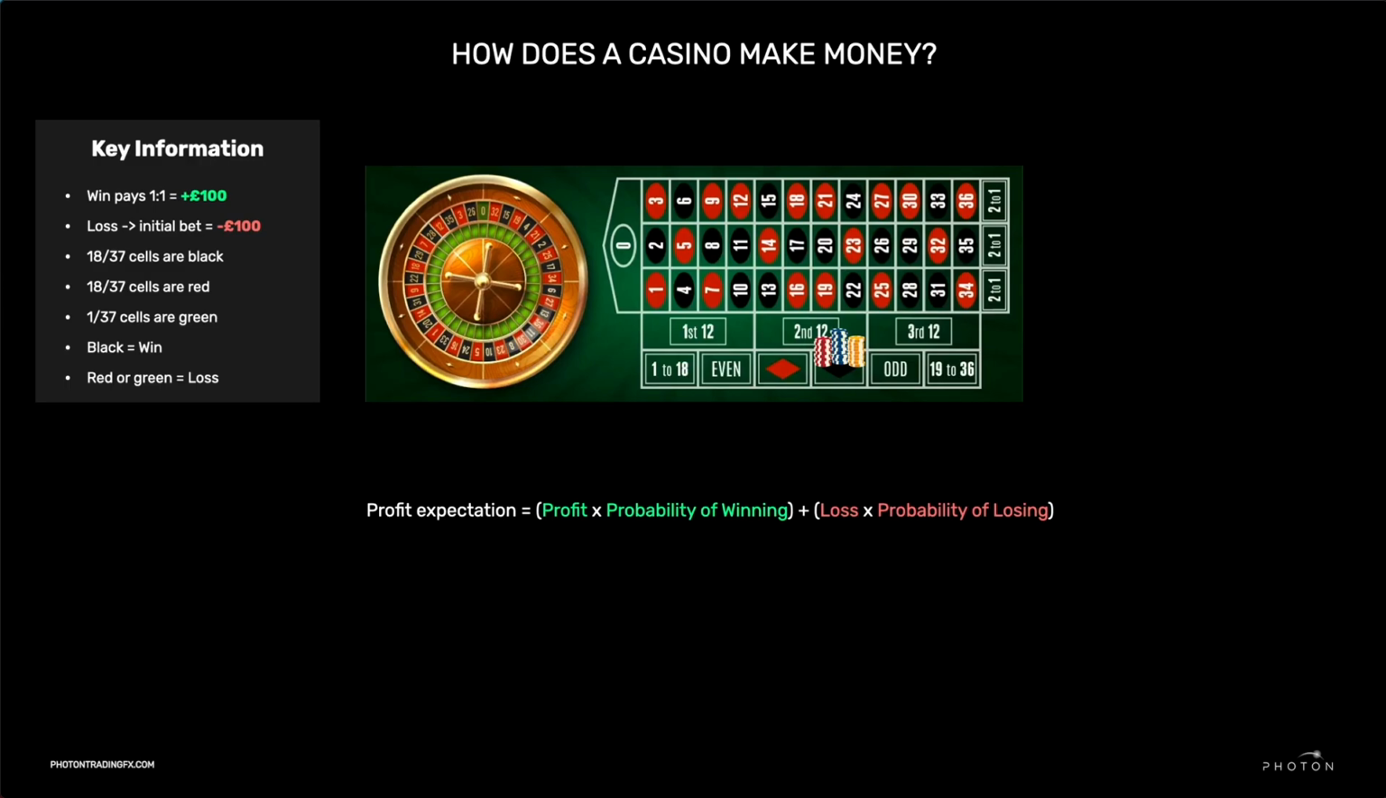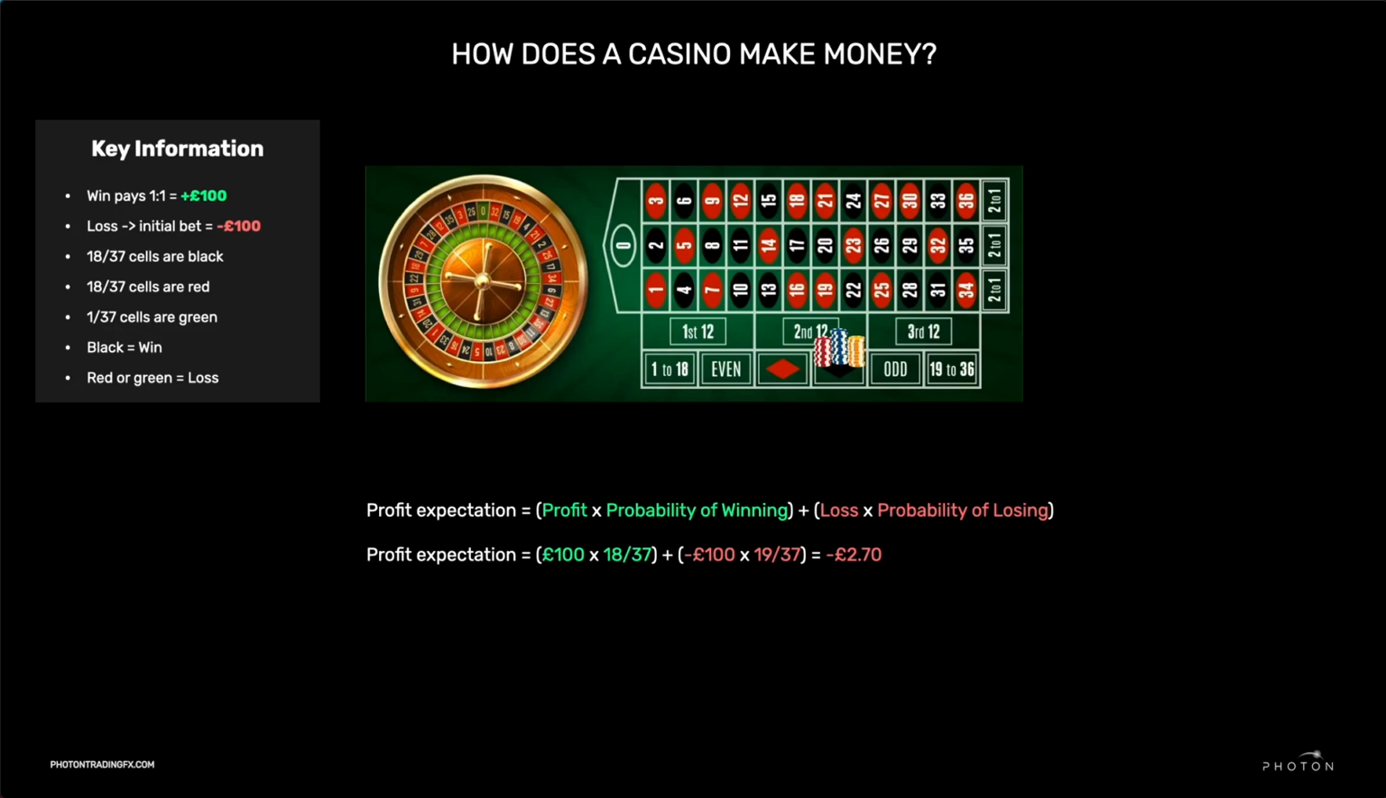So in this case, that's £100 times 18 over 37, because there are 18 black numbers out of a total 37 numbers on the wheel. And then we add that to our minus £100 loss times 19 over 37. Because remember, there are 18 red numbers and that one green number, which both mean we'll lose. So this is equal in total to minus £2.70.